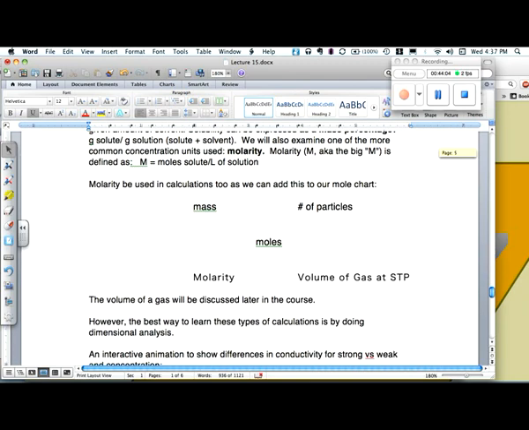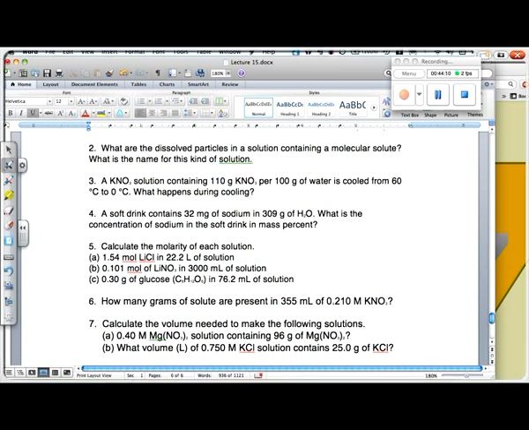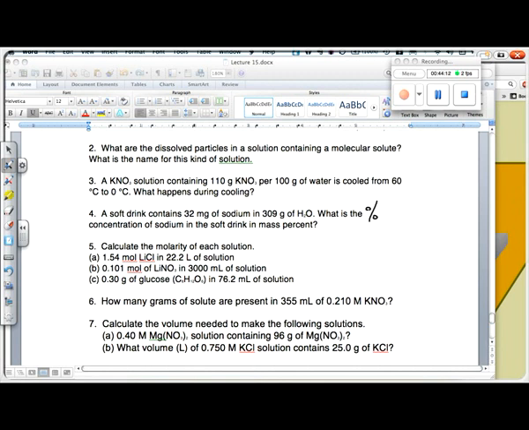All right, number 4. A mass percentage. Like all other percentages, it is part over the whole. The part is the solute. And so this is in milligrams, and this is in grams, so I'm going to convert those milligrams to grams. 32 milligrams divided by 1,000. And so I've got 0.032 grams. So 0.032 grams over the total, which is the solute plus the solvent, times 100.